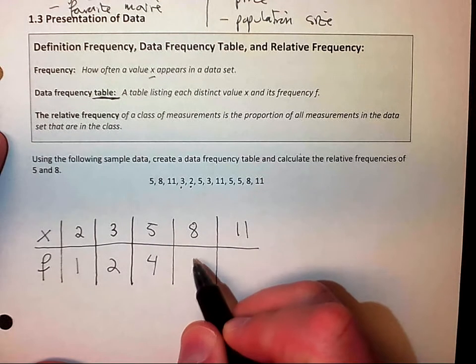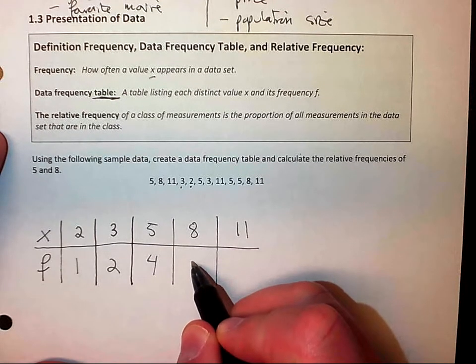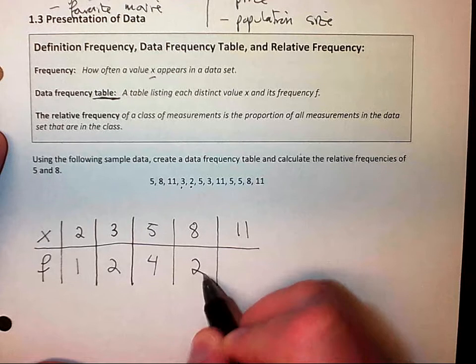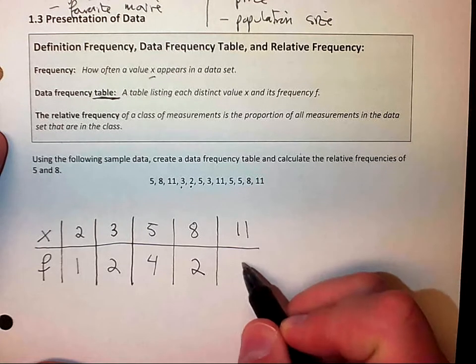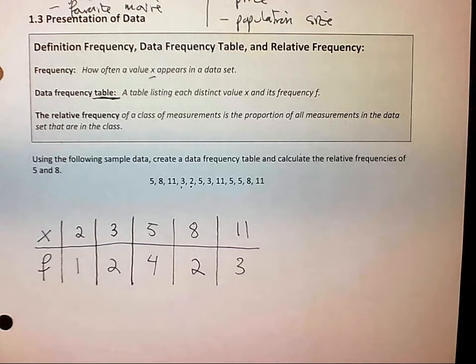So let's finish this off. We said that 8 occurs with the frequency of 2, and 11 occurs how many times? And bam! You have a data frequency table. Everybody good with the data frequency table? If the first exam were completely comprised of making these, would you guys feel confident about taking that exam? You'd be like, heck yeah, right? That would be a good exam.